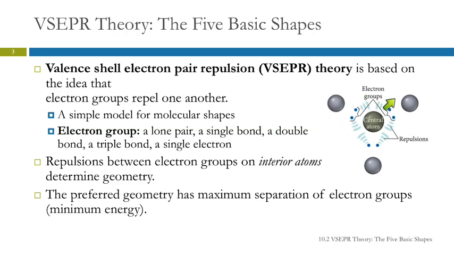So here we have an example. There's a central atom, a single bond with this atom, a single bond with that atom, a single bond with this atom. These groups forming those single bonds are going to repel each other. And that's what determines the shape of the molecule. The preferred shape or geometry is going to have a maximum separation of electron groups because that's the minimum energy.